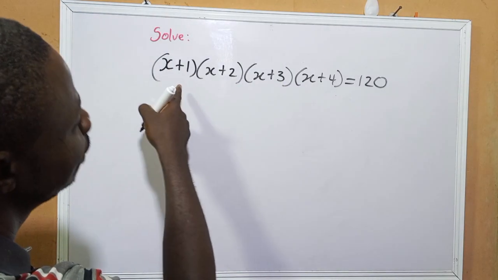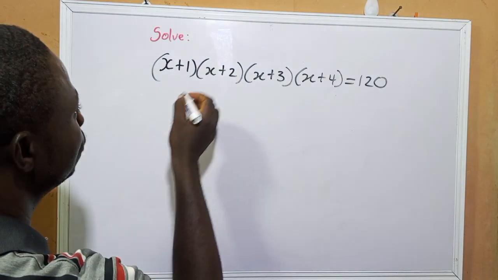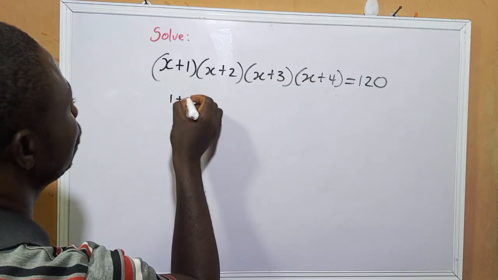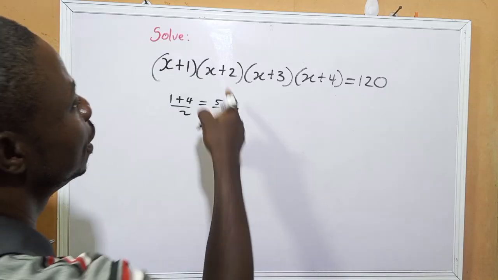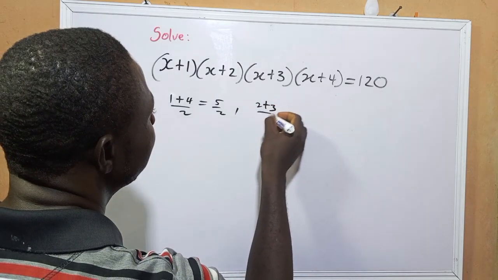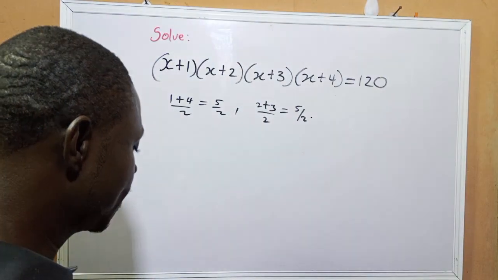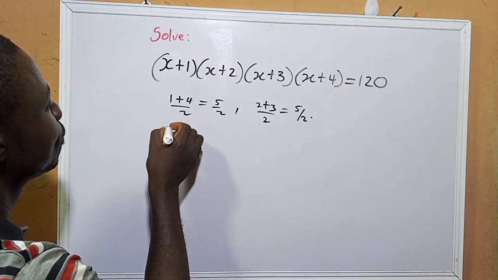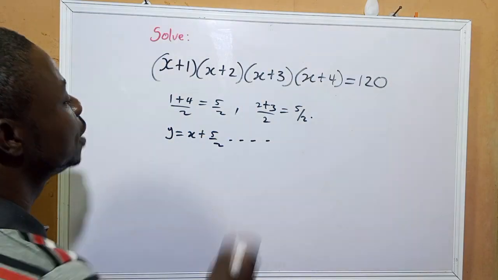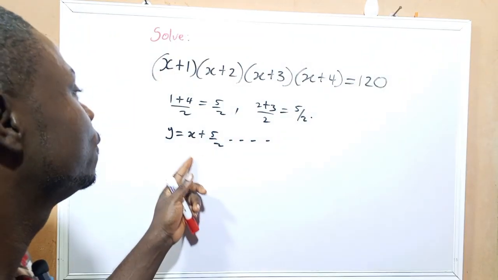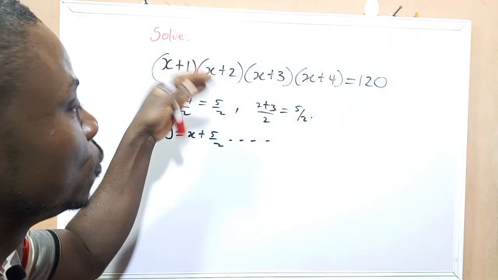Now, how do we find the middle? You pair the first with the last, and the middle ones as well. What do I mean? 1 plus 4 over 2 is equal to 5 over 2. Is that not so? And the same thing, 2 plus 3 over 2 will give you what? 5 over 2 as well. So now you can have y is equal to x plus 5 over 2. Now this is the expression we shall use to find the value of x for this expression. Now how can we solve this to make it easier for us?